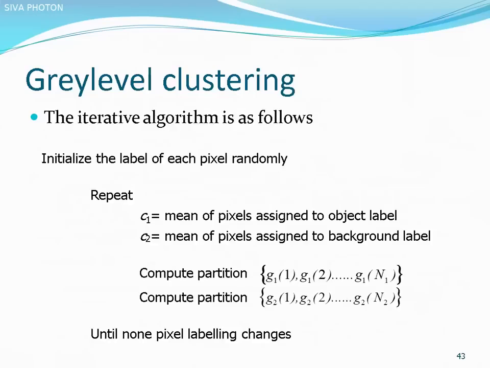So here we are seeing the iterative algorithm. What is meant by iteration? We have to repeat the actions continuously. Initially we have to label each and every pixel. Then we have to find the mean values C1 and C2. Then we have to do the partition. Until when do we have to do the partition? Until no pixel labeling changes. So we are doing iteration there.